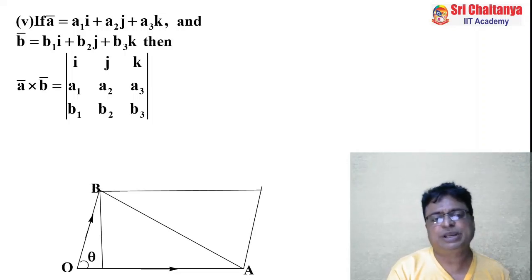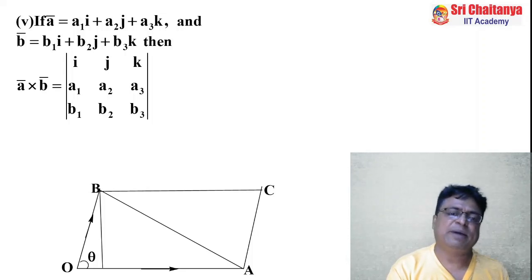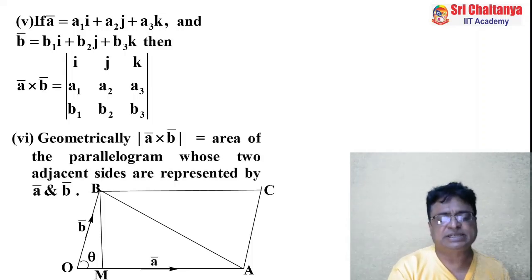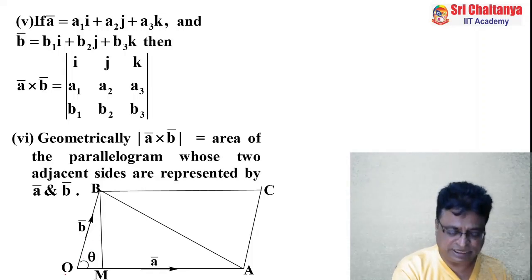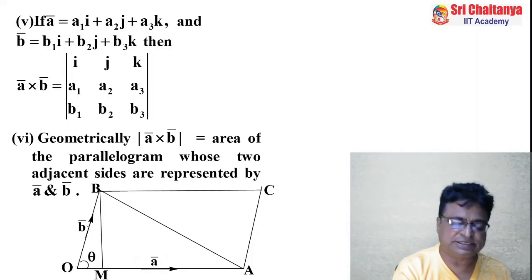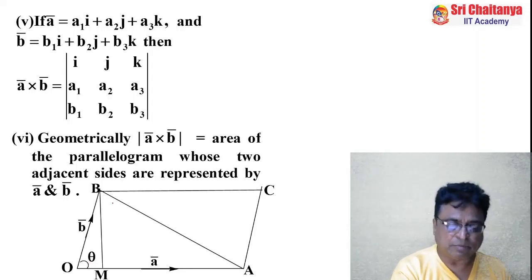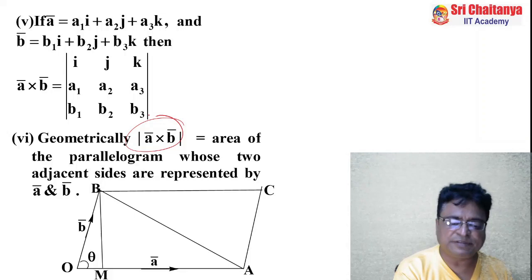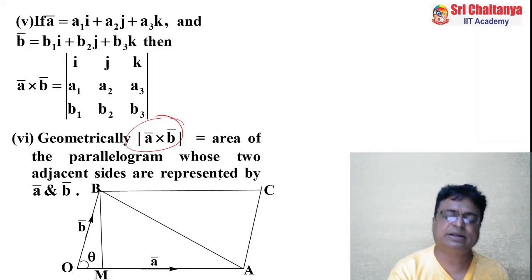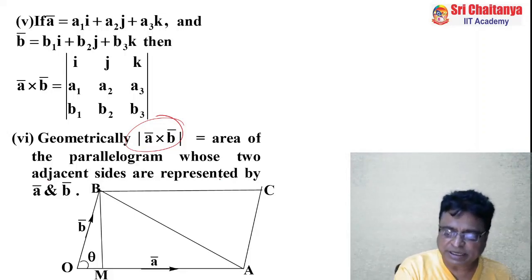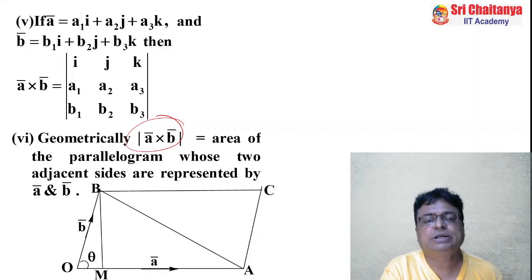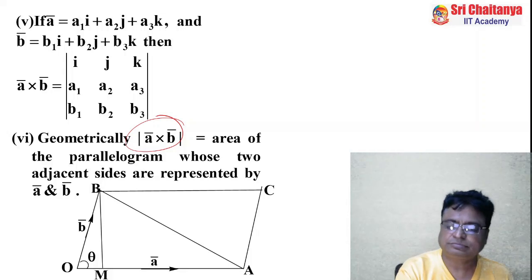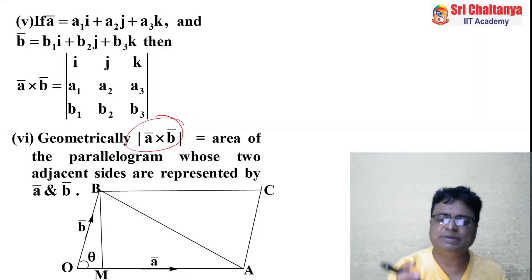Okay, this is another important concept. Suppose you consider parallelogram OABC, where a bar and b bar are the adjacent sides of the parallelogram, and theta is the angle between them. Then mod of a bar cross b bar indicates what? The area of the parallelogram whose adjacent sides are a bar and b bar. So the geometrical interpretation of the cross product is the area of the parallelogram.